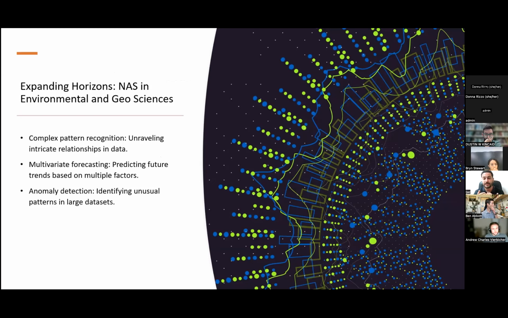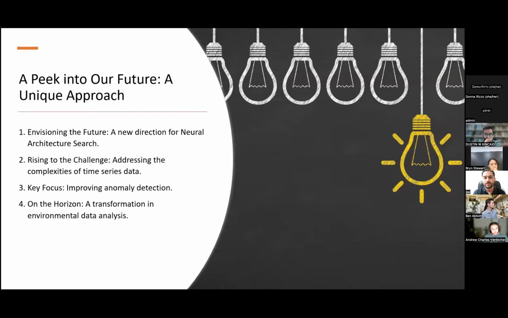And importantly, it can act as our detective for anomaly detection, identifying significant deviations in our large data sets, pointing us to key events or issues. So in short, NAS has the capacity to revolutionize our ability to comprehend and forecast the complexity of our natural world. So, a peek into our future, a unique approach.